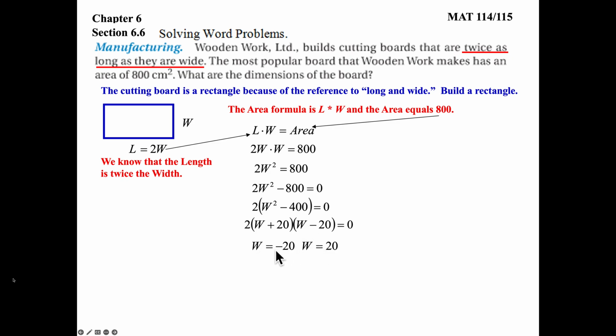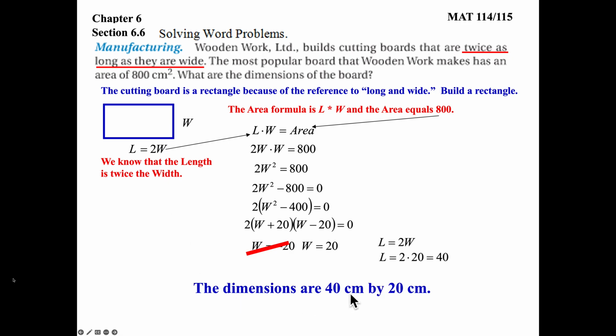Wait a minute. If W stands for the width, how can we have a width that's negative 20 centimeters? That doesn't make sense, so throw that one out. The width is 20, and 2 times 20 is 40. So my dimensions are 40 centimeters by 20 centimeters. Remember, these are linear distances, so it's centimeters to the first power.